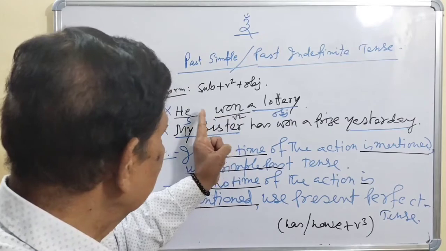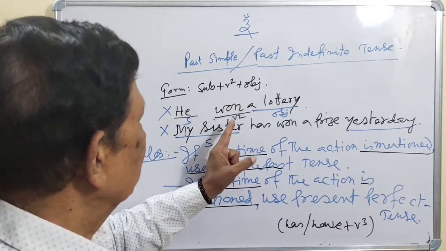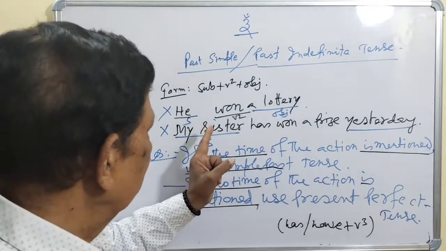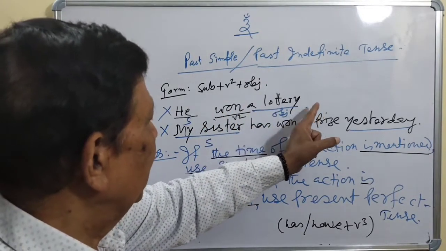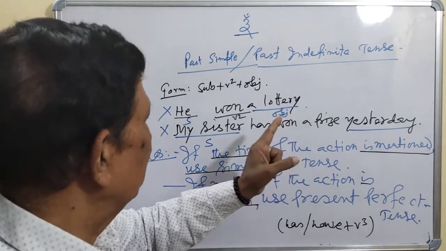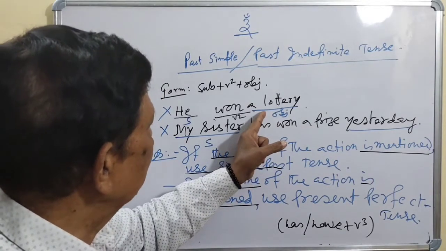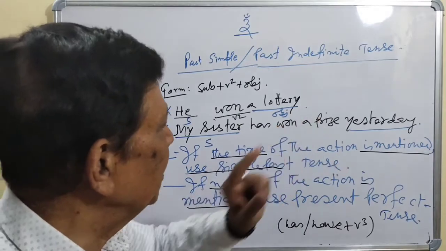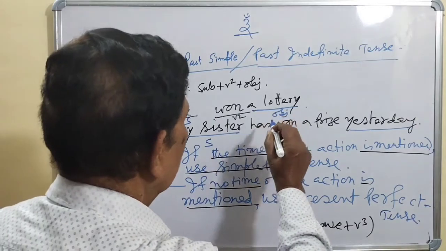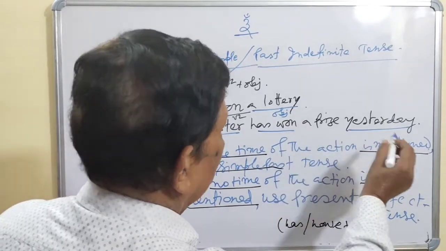So why is this sentence wrong? Here, he won a lottery is wrong because no time is mentioned although V2 is given. If time is mentioned, simple past. No time is mentioned, present perfect. See here. So here, he won a lottery. It is wrong. In the same way, my sister has won a prize yesterday.